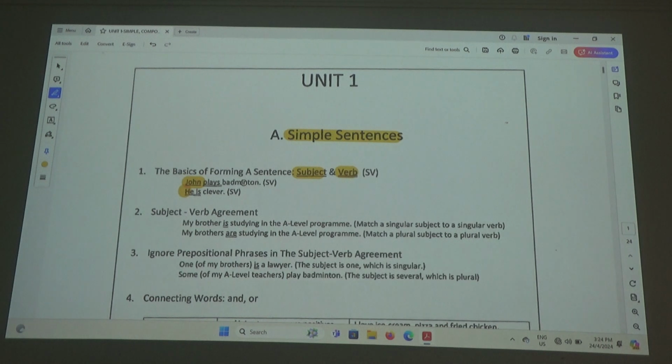Jason, okay? Alright? So he is clever. He is the subject, is is the verb, clever is the object. Is that okay now? Alright?